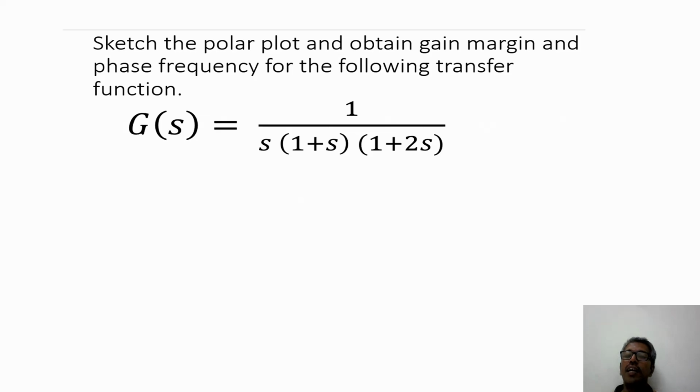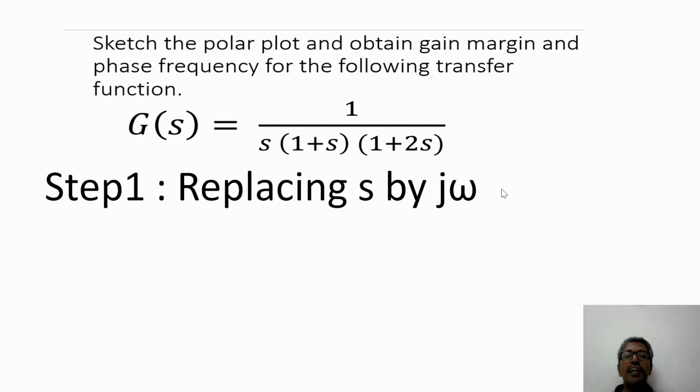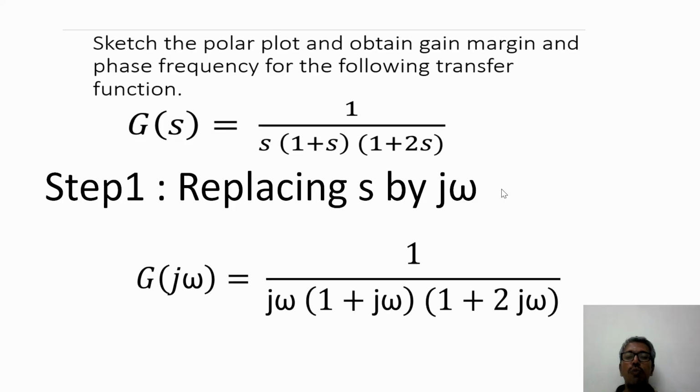I already said, make sure that when solving the function, all the terms are in 1 plus s form, otherwise you change the term into 1 plus s form. Now in this problem all the terms are in 1 plus form, so you can proceed. First, replace s with j omega. For finding the frequency response, we have to change the s term into j omega. So 1 divided by j omega into (1 plus j omega) into (1 plus 2 j omega).